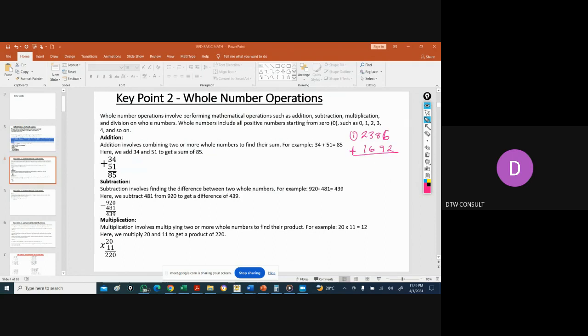Okay, good. Good one, Kimberly. Good one, Isa. So we do the addition: 6 plus 2 gives us 8. 8 plus 9 is 17, so we drop down a 7 and take a 1 here. 1 plus 3 is a 4, and 4 plus 6 is a 10. We drop a 0 and carry a 1. And 1 plus 2 is 3, and 3 plus 1 is a 4. Good job.